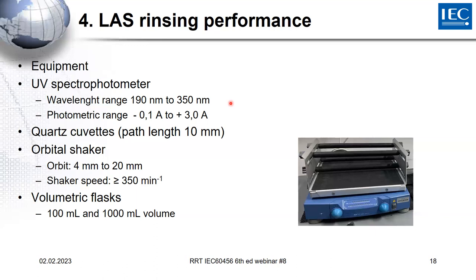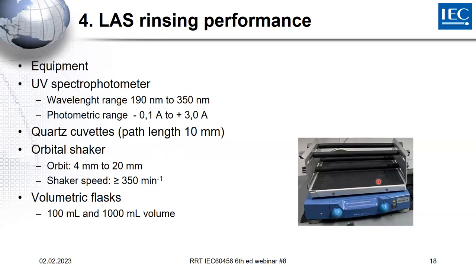The next are quartz cuvettes. I have to tell you, quartz cuvettes are really important. They are the most expensive cuvettes that you can buy. There are cheaper ones that are made out of normal glass or even plastic. The problem with those cuvettes is you cannot measure in the 220 nanometer range where we are. You will not see anything there, so it's not possible to use cheaper cuvettes, only the quartz cuvettes. I don't know what the prices are now, but they used to be 70 to 80 euros per cuvette. So handle them with care.